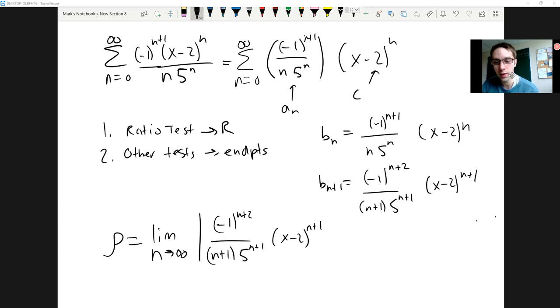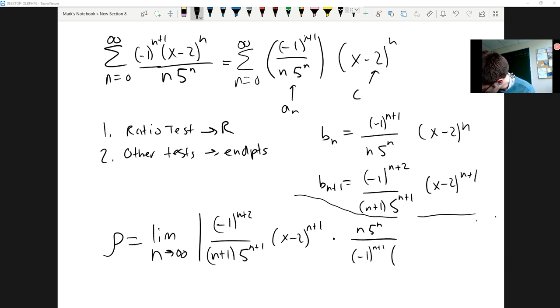By the way, you may be wondering, why do I always write down b_n and b_(n+1) ahead of time if I'm just going to rewrite them? Sometimes you'll find that it's easier to simplify first before you write down your entire limit. In this case, there was not really a lot of simplification we could do, but especially when you have factorials, you'll find that it is nice if you can simplify b_(n+1) before you plug it in. All right, so now we got to multiply by the reciprocal of b_n. So we'll have n 5^n on top. And then on bottom, we'll have (-1)^(n+1) and (x minus 2)^n.